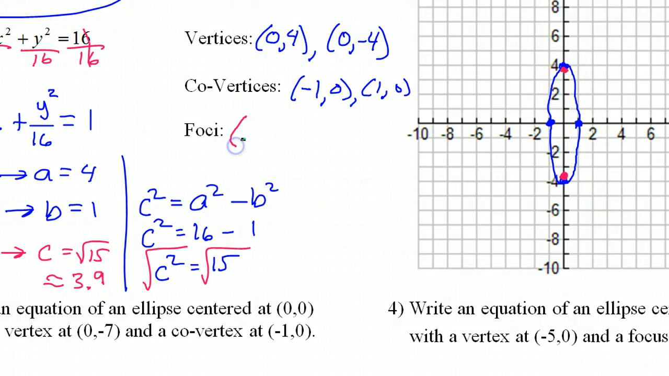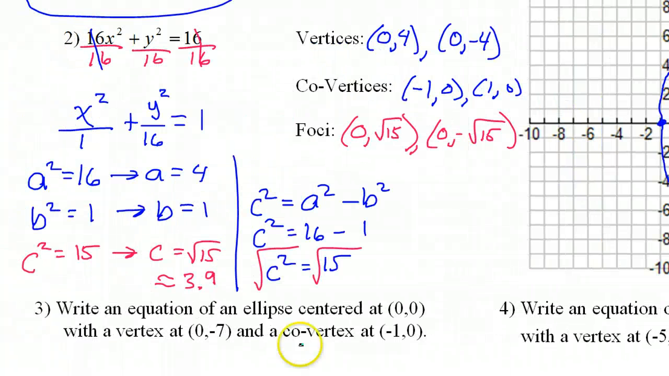So the coordinates are 0, 3.9, but I'm not going to say 3.9. I'm going to say radical 15. And then the other one down low here is 0, negative radical 15. So when you're listing the foci, don't use the decimal form. Use a simplified radical. All right, so that's it for number 2. Let's take a look at number 3.